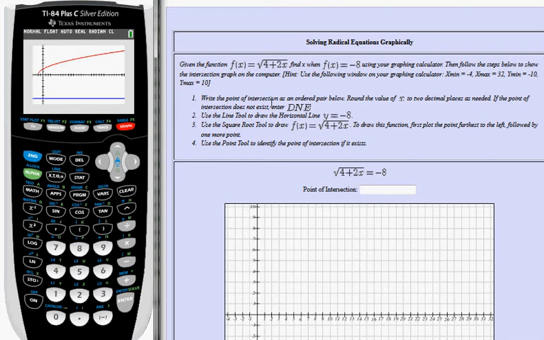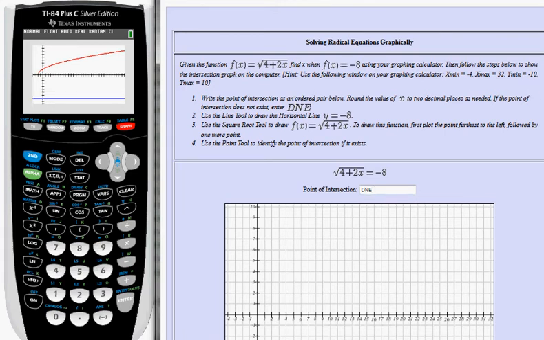So the directions say when that happens, if the point of intersection does not exist, enter DNE as the point of intersection. So this is a special case, and that's why I made a separate video for this problem. Because there's no intersection. So I'm going to click down here and type in capital D N E. I don't know if it's case sensitive, but I'll play along. So that's the answer for the first question. There is no point of intersection. Therefore, there's no solution to the equation.